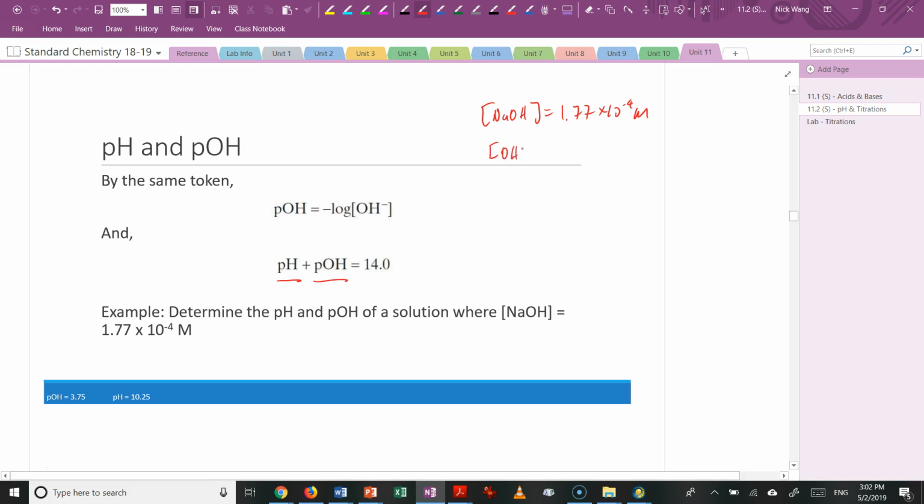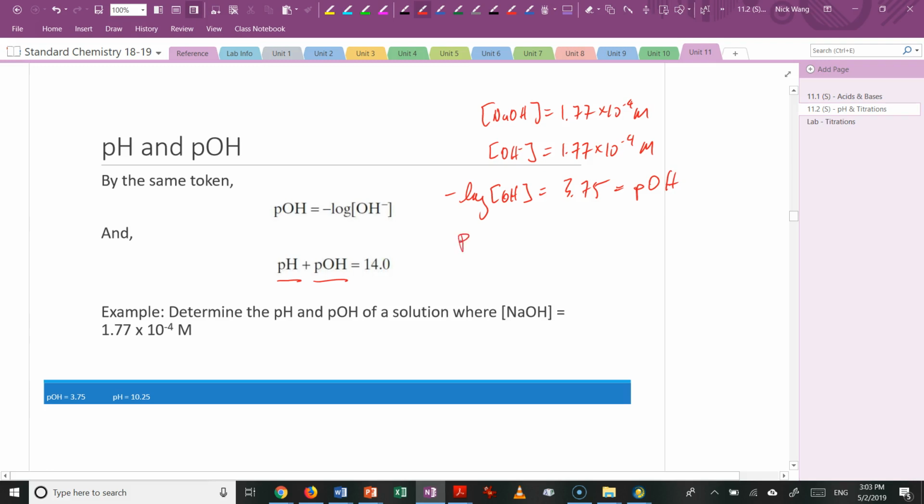And just know that your hydroxide concentration is equal to 1.77 times 10 to the minus 4th molar. Now, let's walk through this. First of all, they were asking for pOH. Well, how do I do that? pOH is the negative log of hydroxide, which is equal to 3.75. That's equal to pOH.